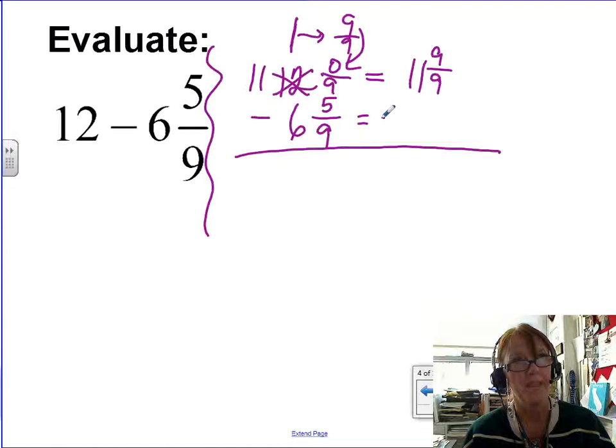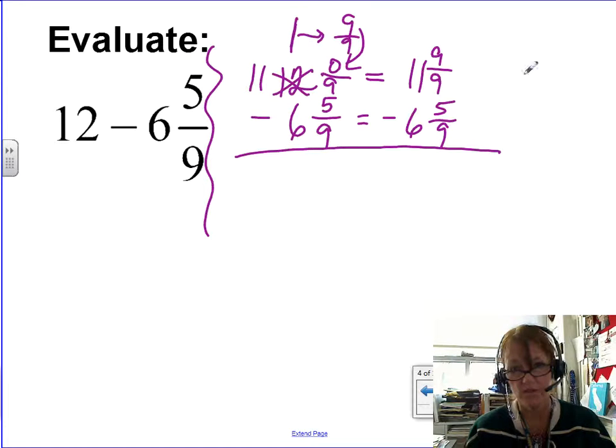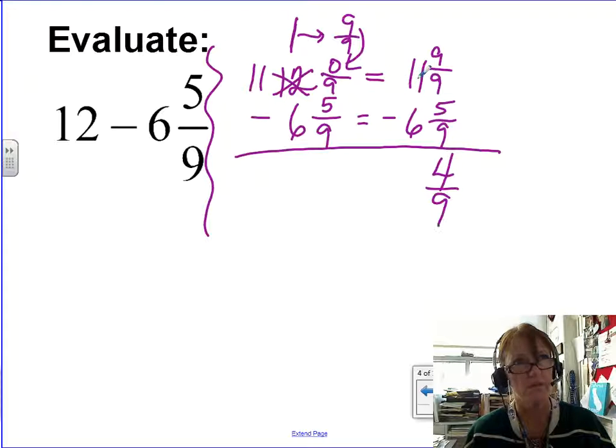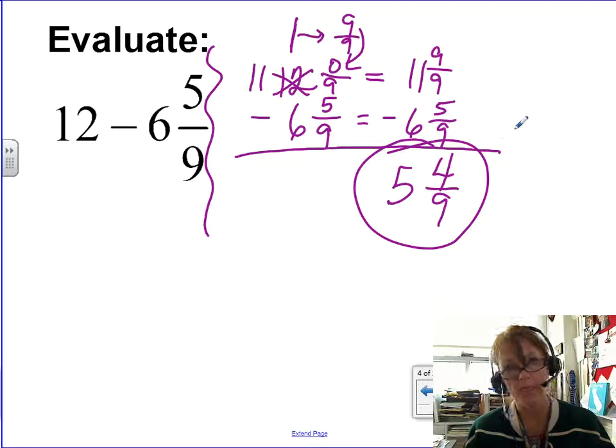Cool. Then we're going to subtract 6 and 5/9. Well, this is just hunky-dory because now I have a common denominator. I just have to subtract the fraction part, subtract the whole number part. I look at my fraction and make sure it's in simplest form. Boom, done. Yay. All right, let's jump to the next level.